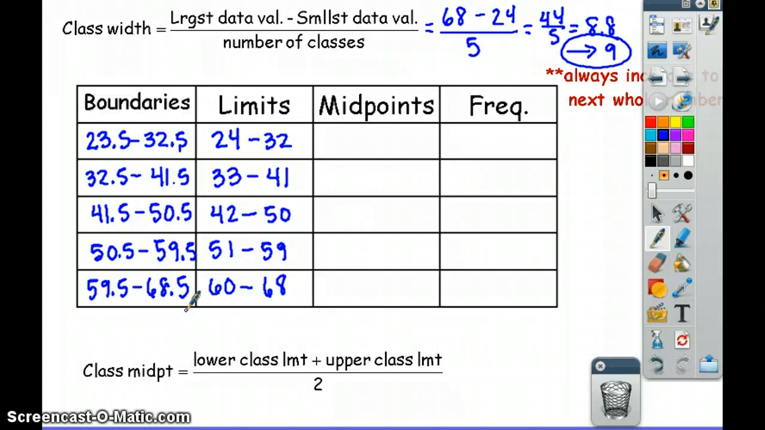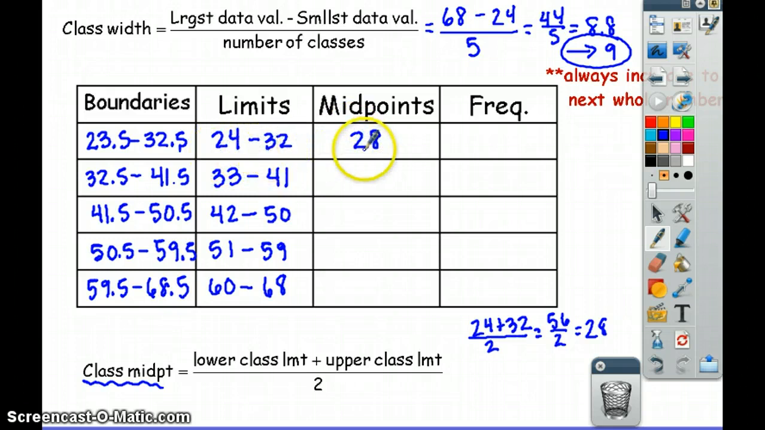Midpoints are just the middle number of each bar. To find the midpoints, down here under class midpoint, I take the lower class limit and the upper class limit and average them together. So for example, 24 plus 32 divided by 2. That's 56 divided by 2, which is 28. The number that comes between 24 and 32 is 28.